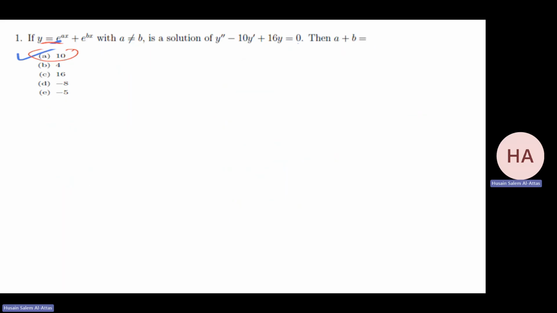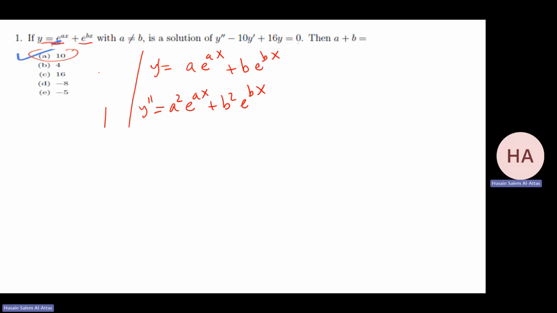Okay. Now we have two functions, y equals a e to the power ax plus b e to the power bx, with a and b. Let us do the same thing. So y prime will be a e^ax plus b e^bx. Y double prime will be a squared e^ax plus b squared e^bx. Okay. So multiply this by 1, this is minus 10, and this is by 16. Okay. So y double prime minus 10y prime plus 16y.